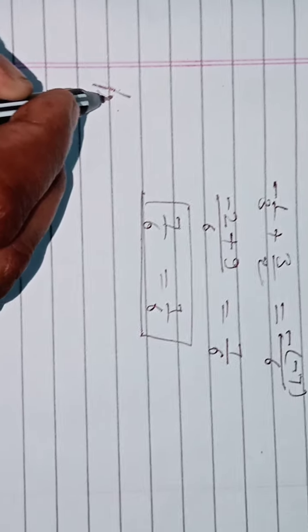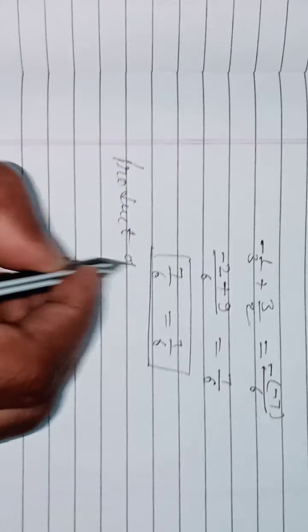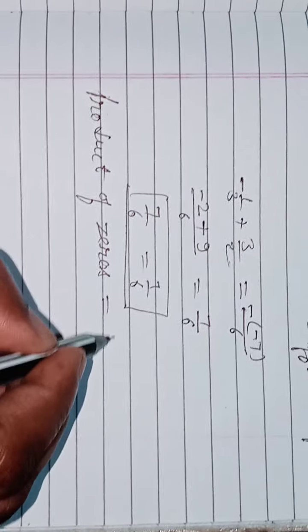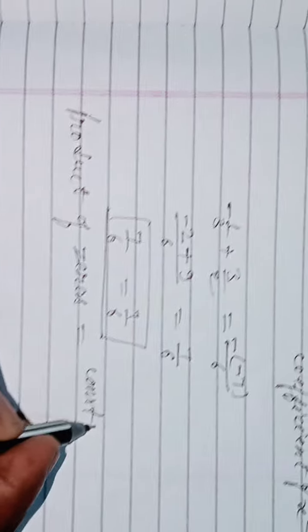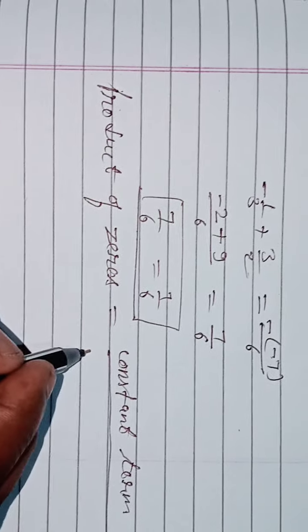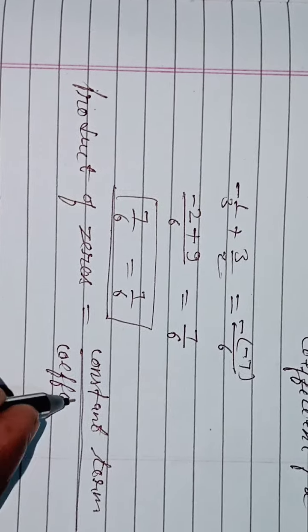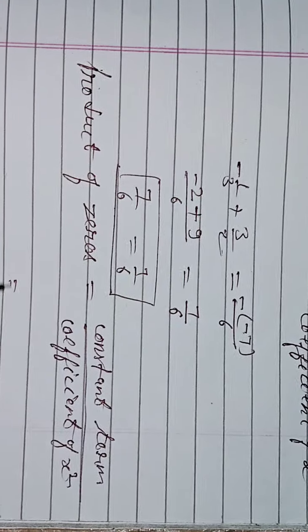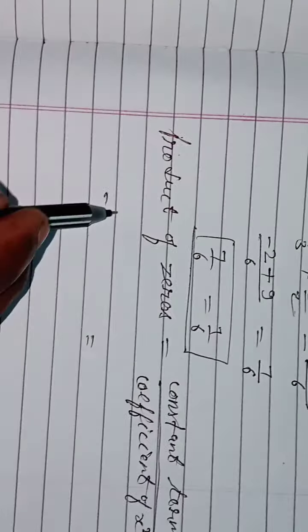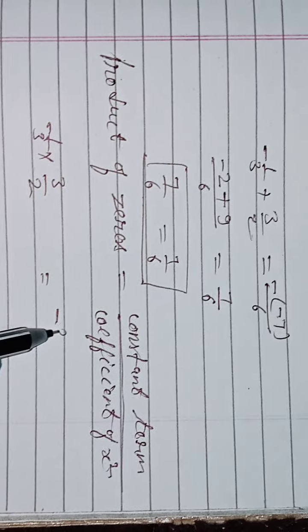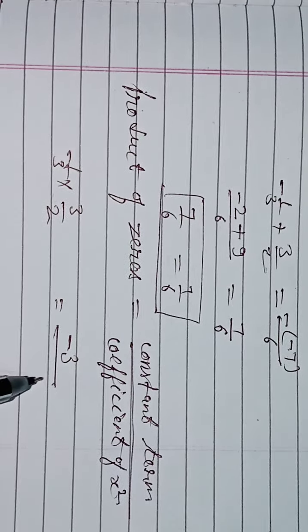Product of zeros. Product of zeros is equal to constant term upon coefficient of x square. Minus 1 by 3 multiplied by 3 by 2. Constant term is minus 3 and coefficient of x square is 6.